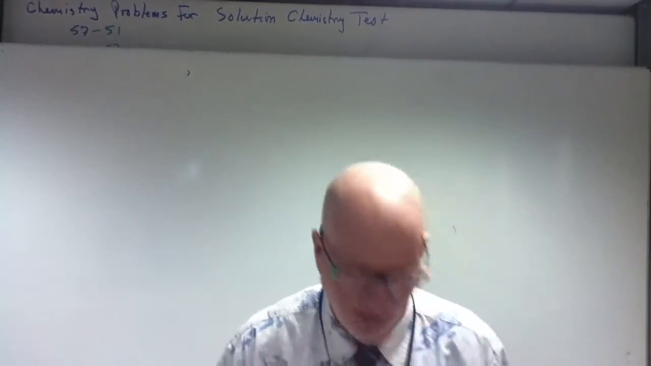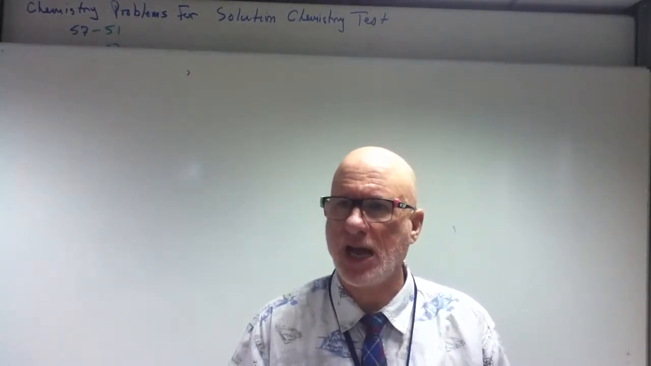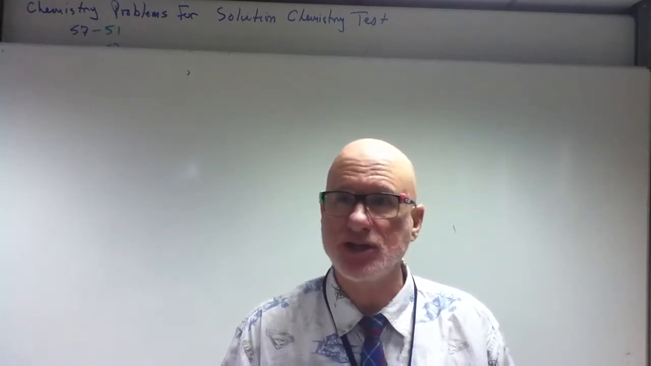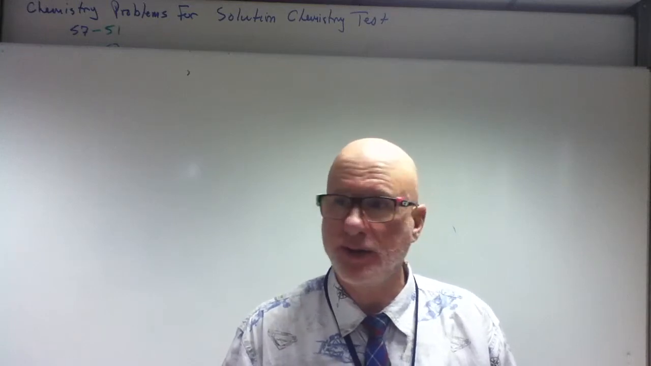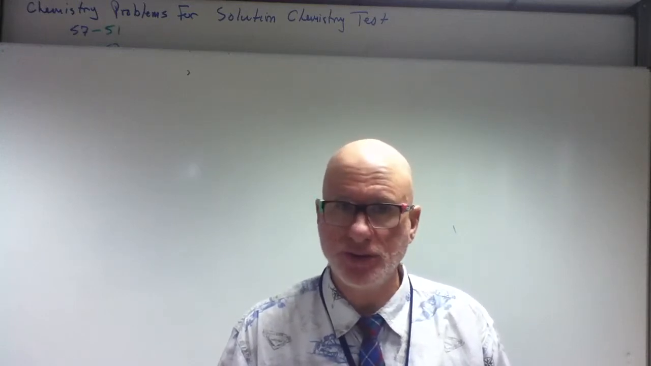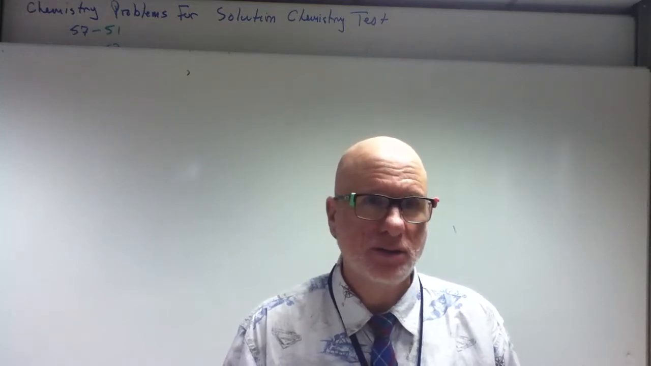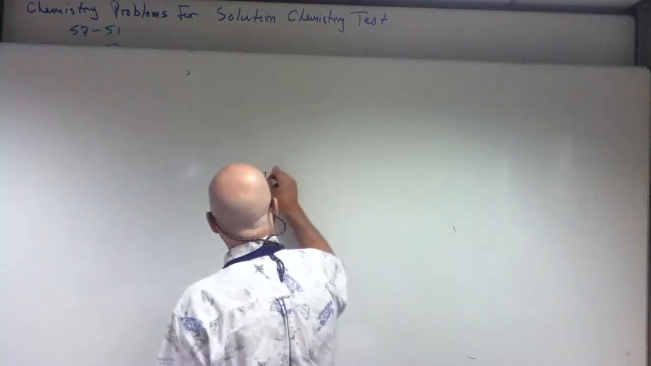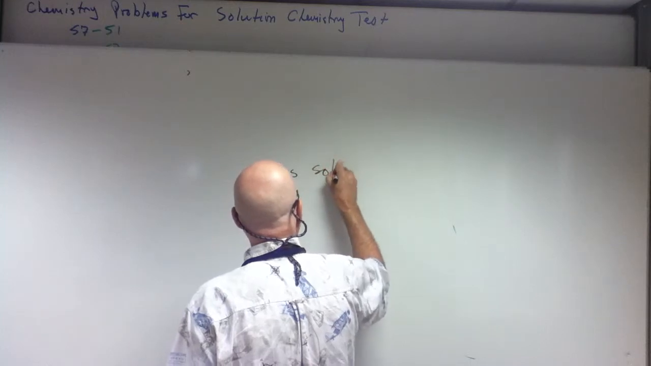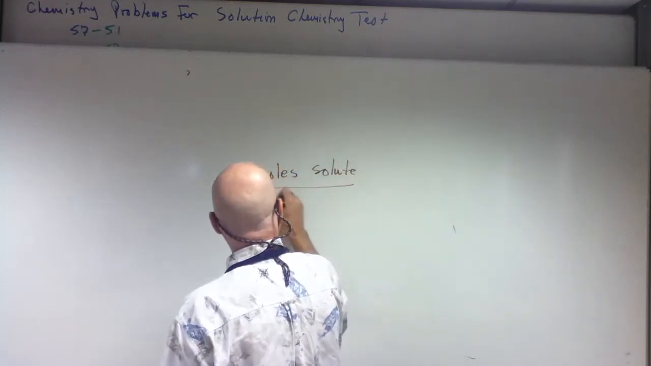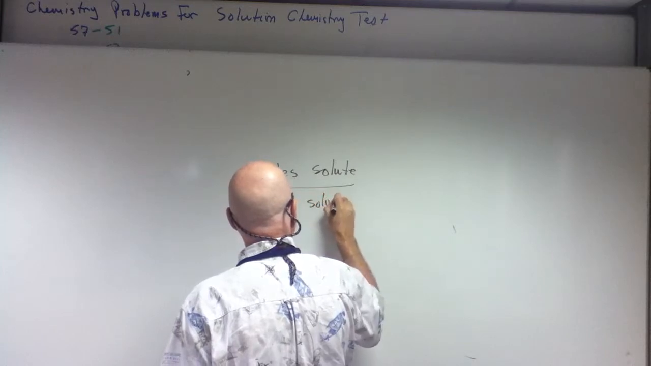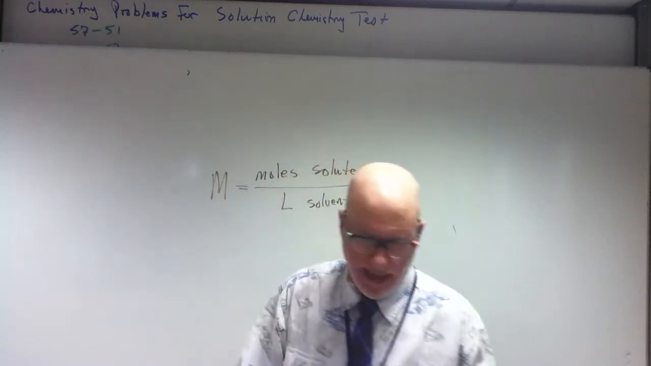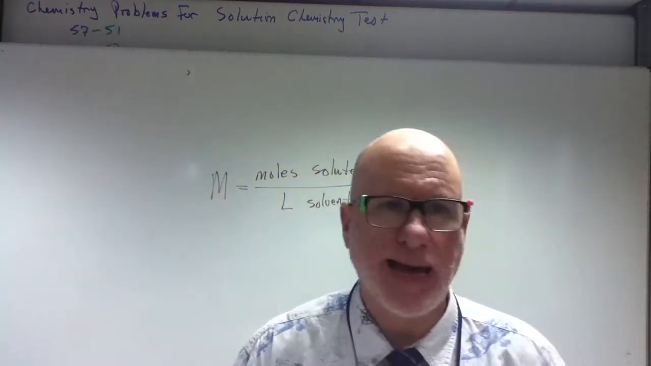It says define molarity, moles per liter, moles of solute per liter of solvent. That's the definition of molarity. It's a concentration where the numerator is moles of solute over volume of solvent. Okay? So we're going to have moles solute over liter solvent equals M.